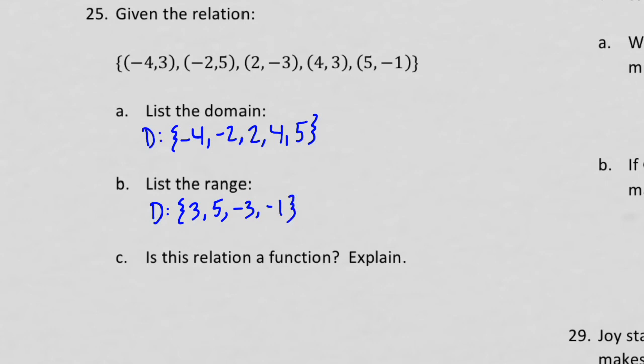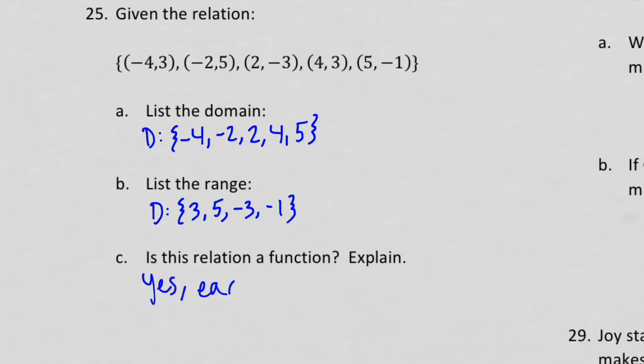Question: is this relation a function? Be careful what you're checking for. Remember, to check if it's a function, look at the inputs. Look at the x values, basically. Are all of them different? If so, it is a function. If any of them repeat, and they give you different outputs, that's not a function, right? Each input must give you the same output every time. So in this case, all of the inputs are different. This is a function. Yes. We're going to say yes.